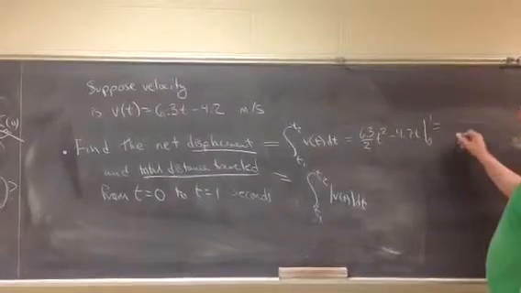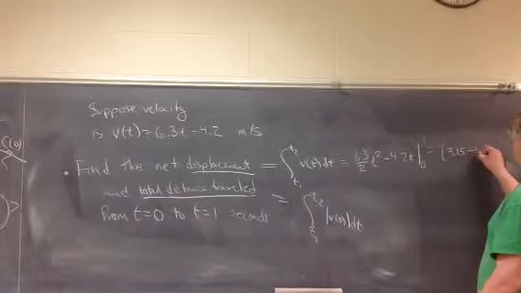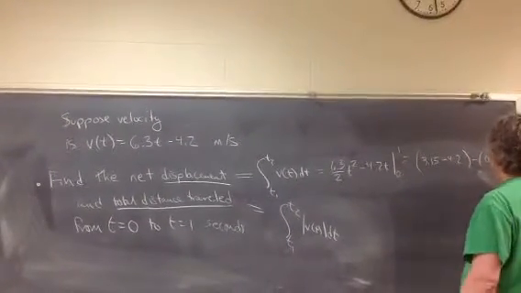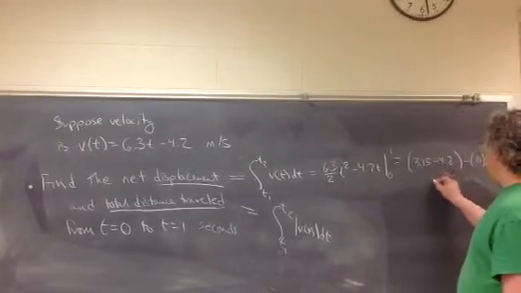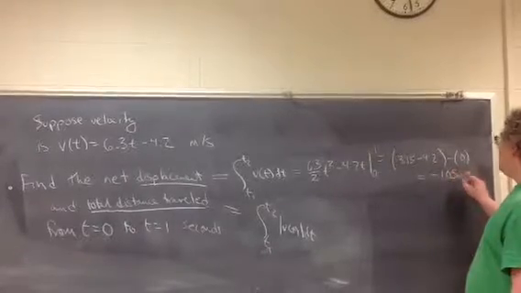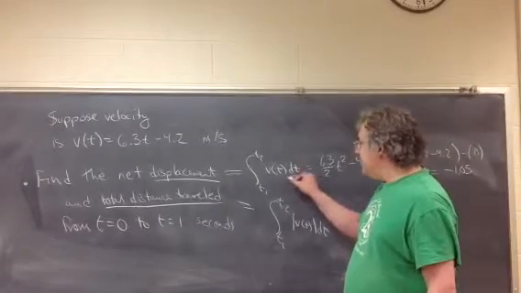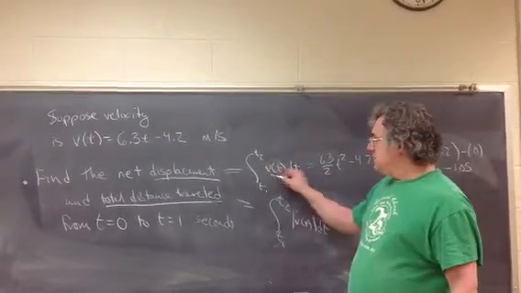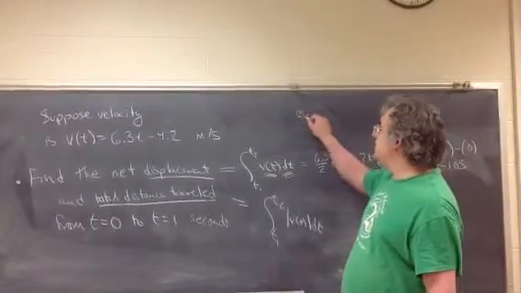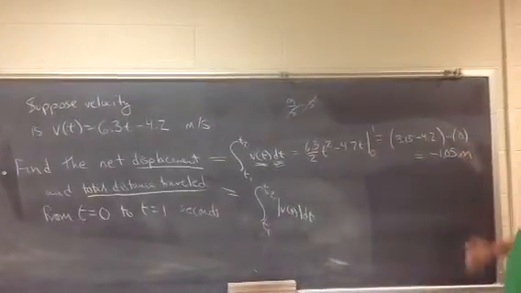Plug 1 in, we get 3.15 times 1 squared minus 4.2 times 1. Plug 0 in, you get 0. And I get a negative 1.05. What are the units going to be? Well, dt right here, seconds, velocity, meters per second. Meters per second times seconds is meters.